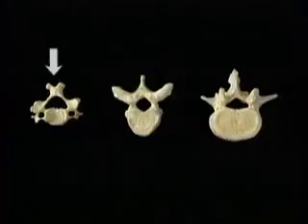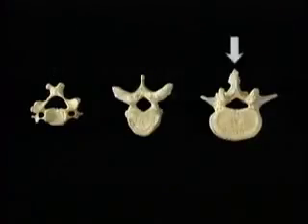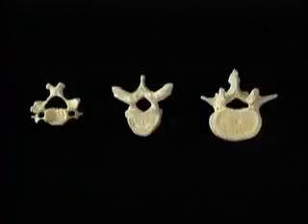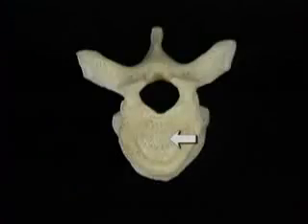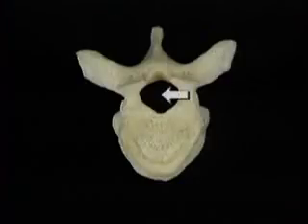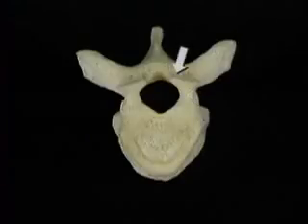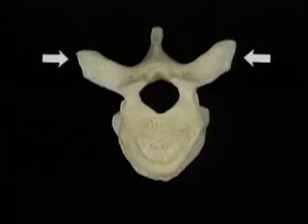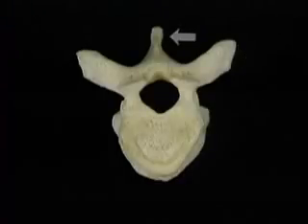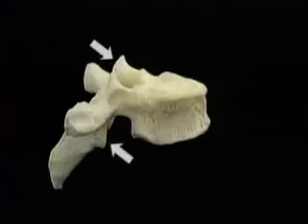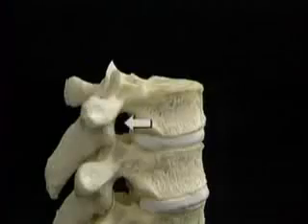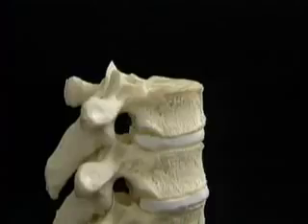Here's a cervical vertebra, a thoracic vertebra, and a lumbar vertebra. Here are the body, the vertebral canal, the pedicle, the lamina, the transverse processes, the spinous process, the articular processes, and the intervertebral foramen.